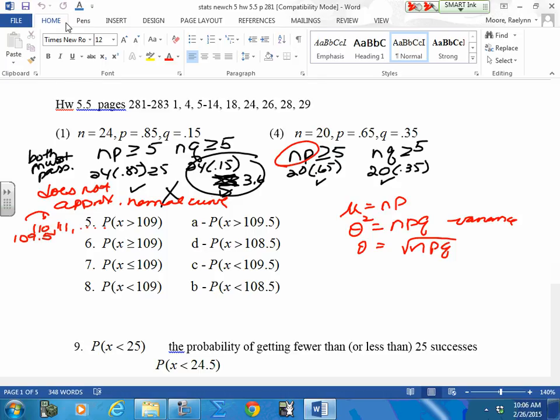If x is greater than or equal to 109, can I use 109? Yes. So I can use 109, 110, and so on. This is my lower end. Drop this guy 0.5.